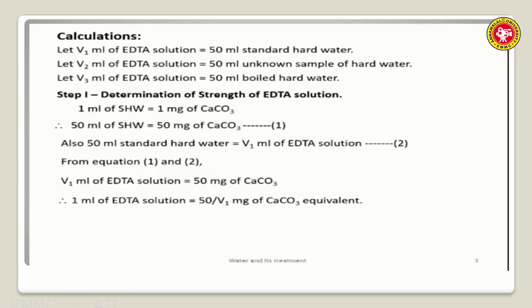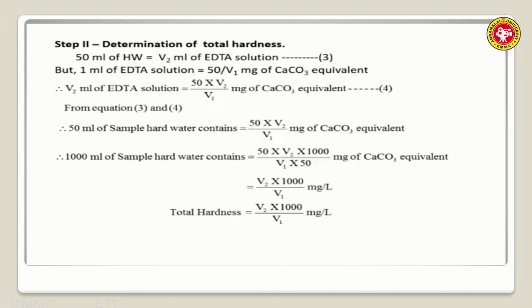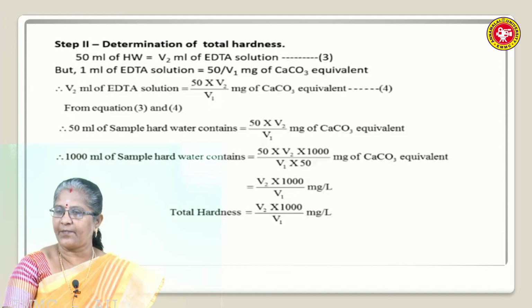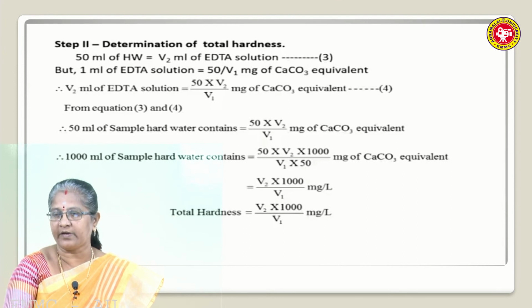Therefore, 1 ml I have to calculate. For 1 ml of EDTA, 50 by V1 milligram of calcium carbonate equivalent is there. Okay. In the second step, I am going to determine the total hardness. The sample water as such I have taken and I have titrated. Second set of titration, isn't it? So, 50 ml of hard water sample consumed V2 ml of EDTA solution.